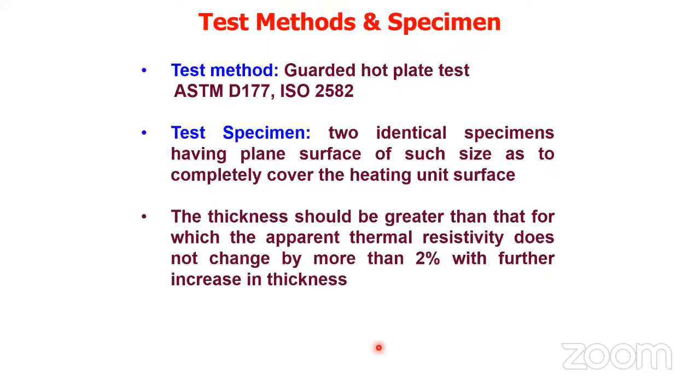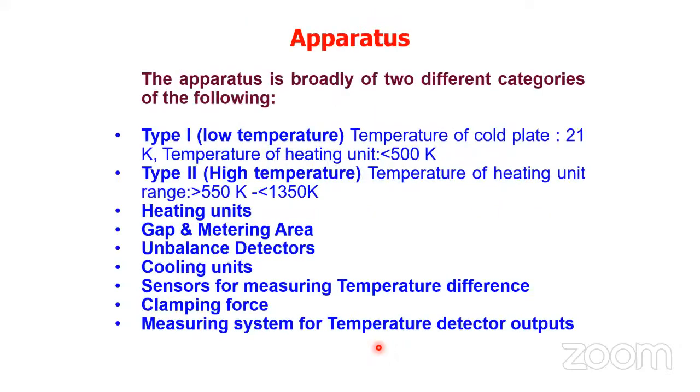The test method and specimen dimensions have been provided according to the ASTM standards, that is ASTM D177 and ISO 2582. The apparatus is broadly of two different categories. Type 1 is for low temperatures, and type 2 is for the high temperature range of your polymeric material. It generally consists of heat units, gap measuring areas, unbalanced detectors, cooling units, sensors for measuring temperature difference, then clamping forces and measuring systems.